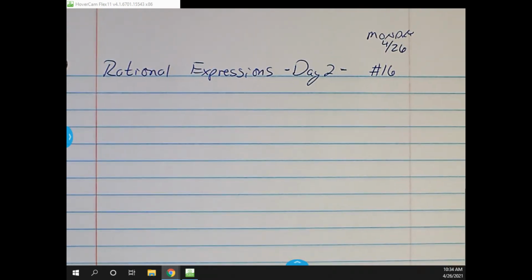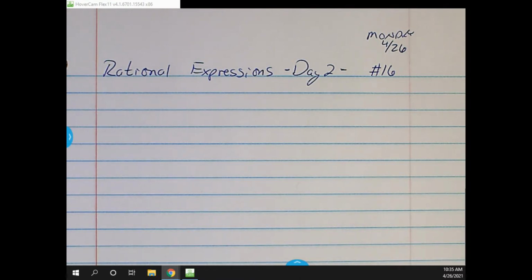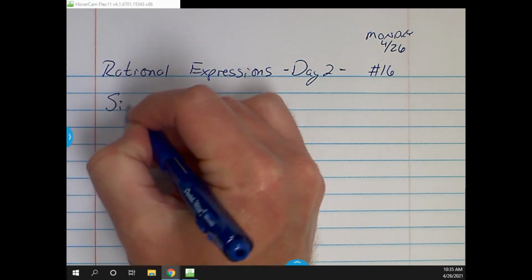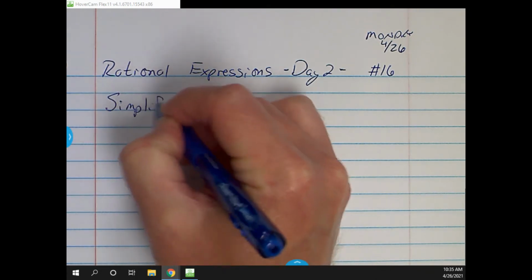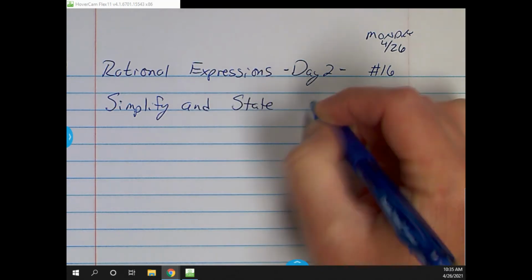All right, and again, this is just really an extension of what we were doing Friday. Friday, we went back and just reminded you of some factoring things. Today is going to be basically the same thing. We're going to remind you of some more factoring things, and just kind of have you go through some parts on this one. And all we're going to do for this one is we're going to simplify and state the excluded values.